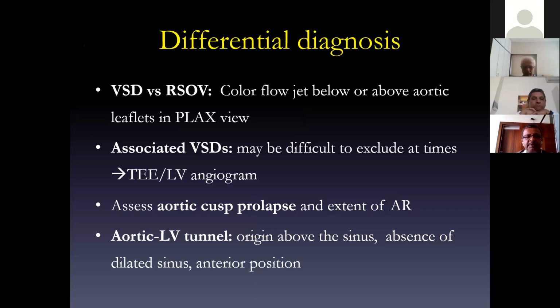So if you want to differentiate between the VSD and RSOV, on the color flow mapping and continuous wave Doppler, if you get a continuous flow, that means there is an RSOV, along with maybe a VSD. If you don't get it in the color flow, that's a continuous kind of a thing. It is both systolic and diastolic.